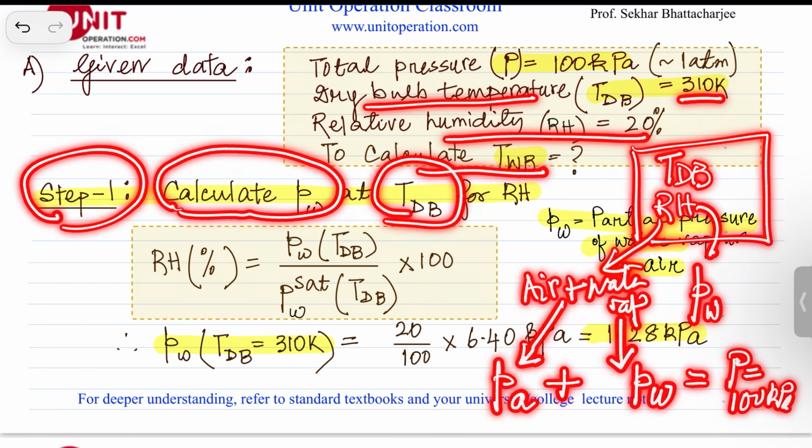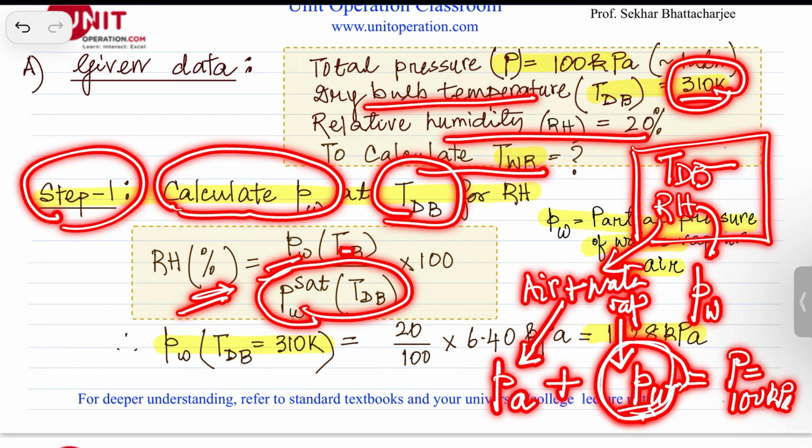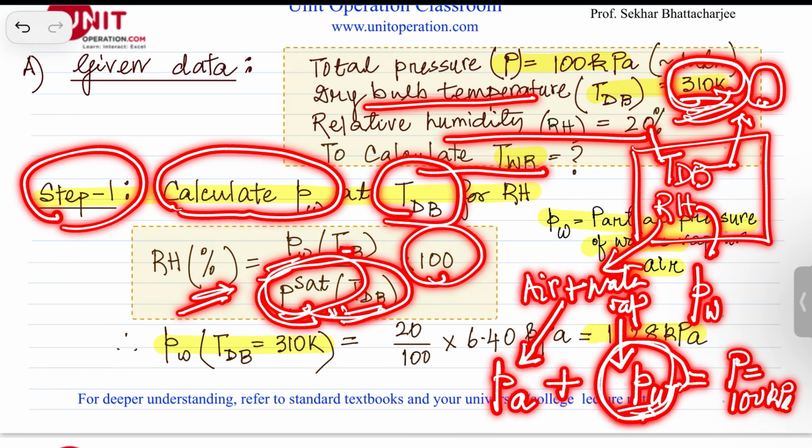Depending upon the value of the relative humidity, we would be able to calculate the value of the partial pressure of water. So how to do that? Relative humidity is defined as the partial pressure divided by the saturation vapor pressure at the dry bulb temperature, which is 310 Kelvin. That means, if the air at 310 Kelvin were totally saturated with water vapor, what would be the vapor pressure? That is this value here, multiplied by 100. So how do you find it out?